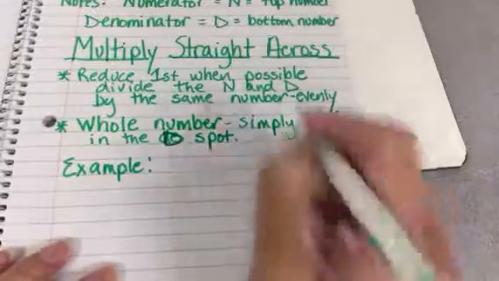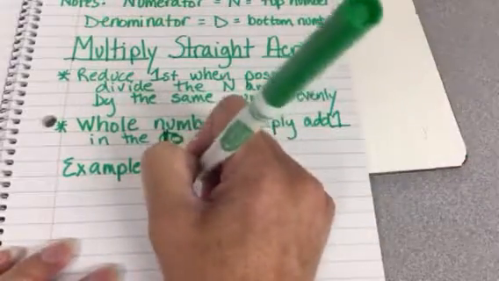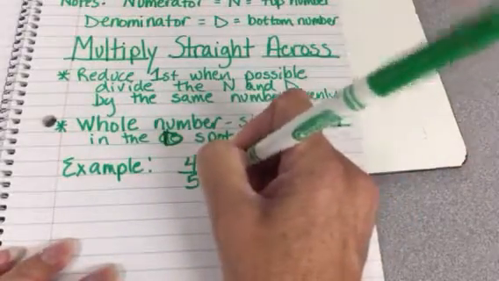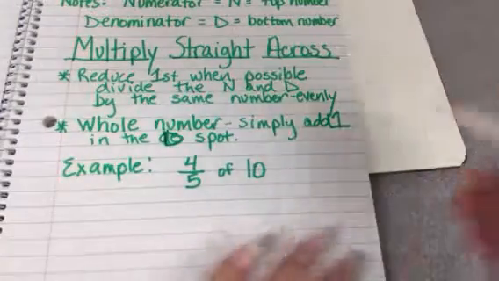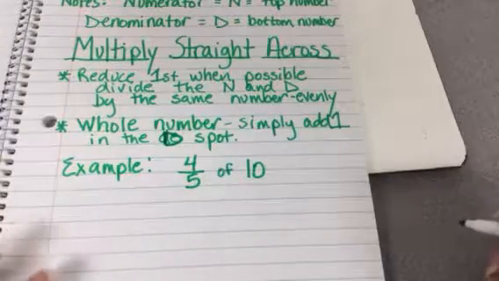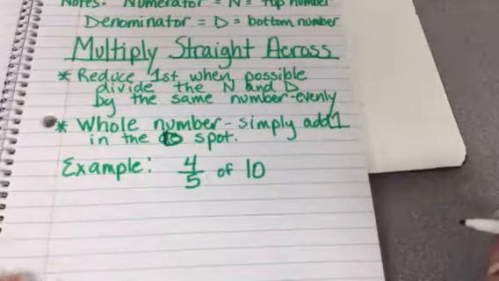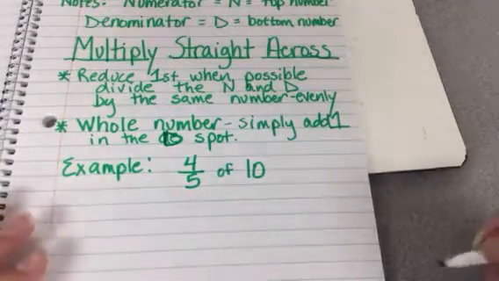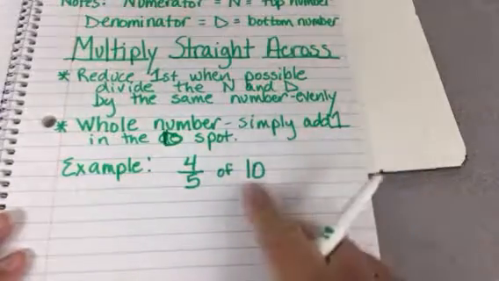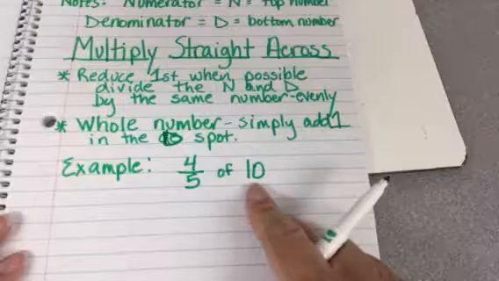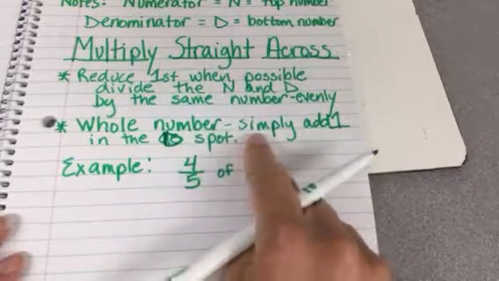Okay, so our example is going to be 4/5 of 10. Now, the word of is going to tell us here to multiply. The word of does mean multiply. So 4/5 of 10. So first thing I do is I notice that I have a whole number. So I need to go back to my notes and I need to refer.